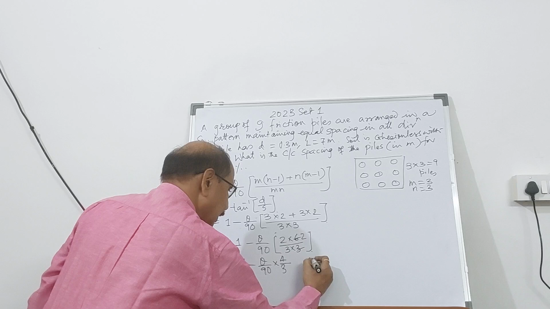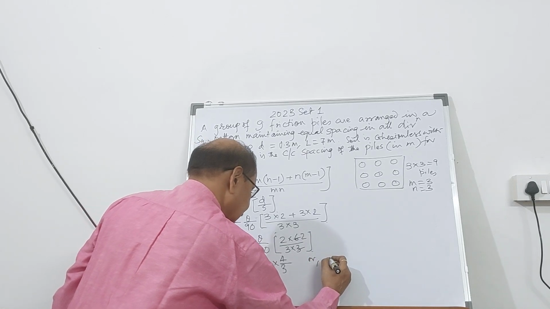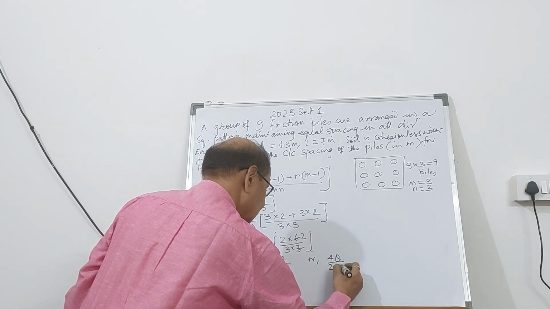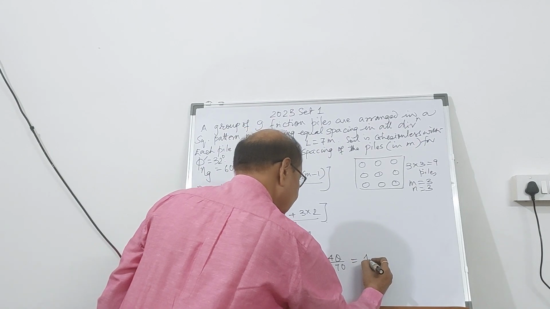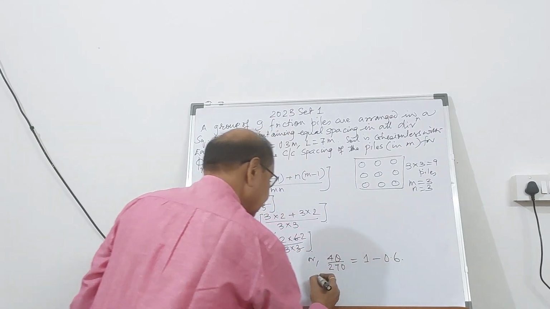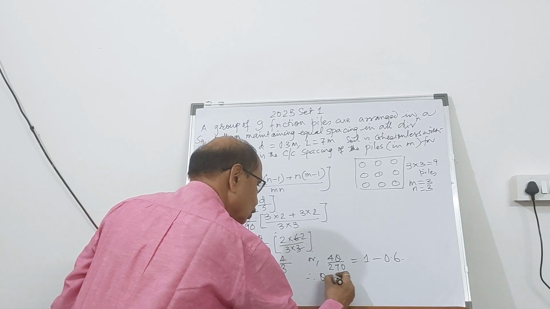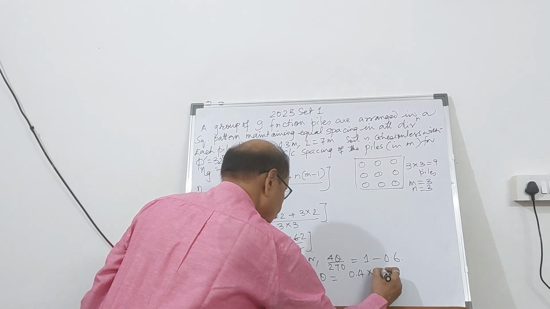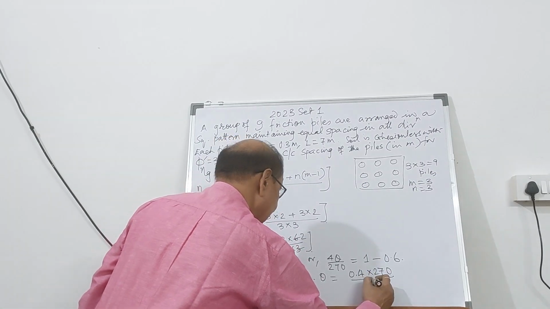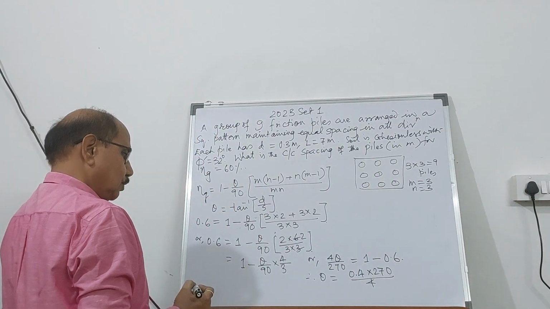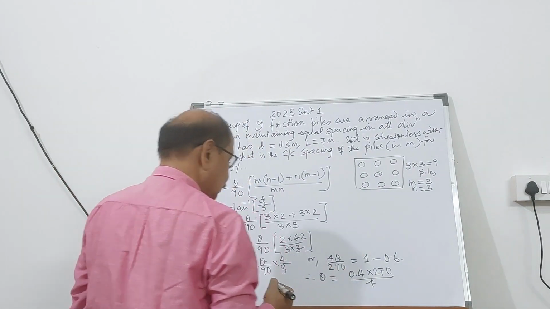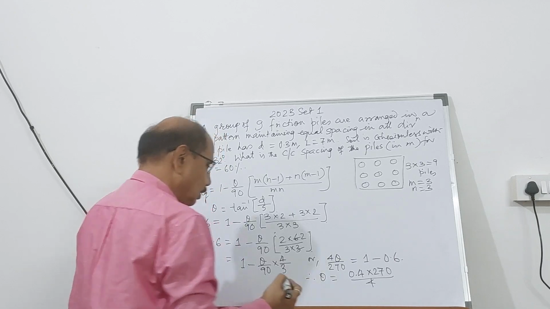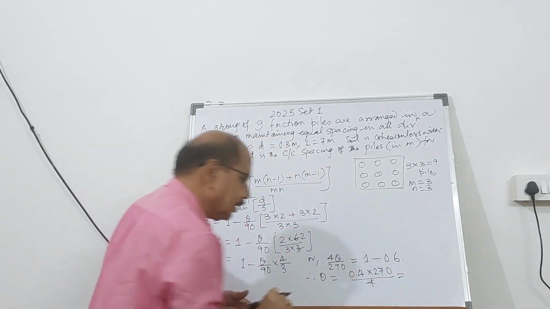Or we can say that 4 theta by 270 equal to 1 minus 0.6. Therefore, theta equal to 0.4 into 270 divided by 4. So this we can simplify and get the value. If we do it, the value of theta can be easily calculated.